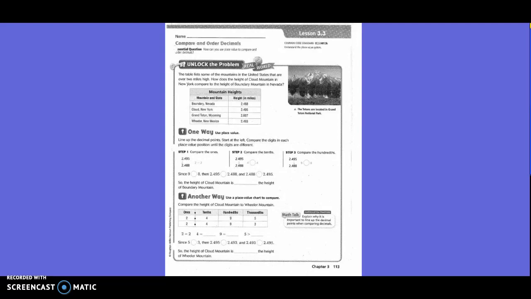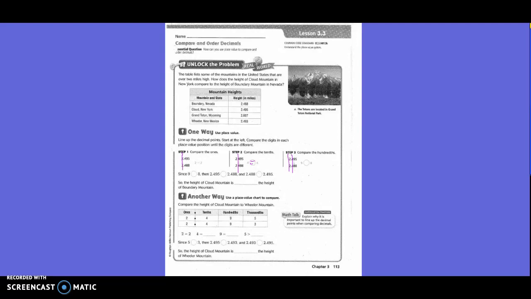Start at the left. Compare the digits in each place value position under the digit until the digits are different. So, I want us to compare the ones. So basically, do these two cancel each other out? Yep. Then the 4 and 4 tenths, do those two cancel each other out? Yep. So they are equal, right? So we've gotten rid of the 2 and the 4, and now we're comparing the 9 and the 8 in what place value?